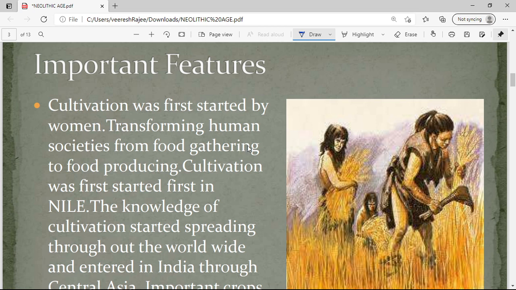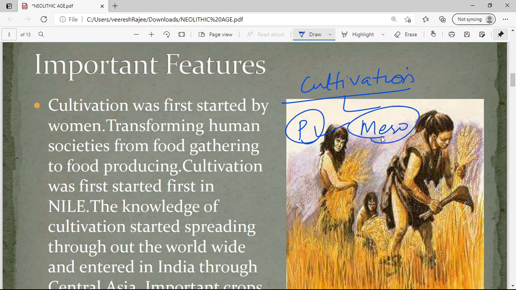So the first important development was the starting of cultivation. Cultivation was started by man. See, in our previous classes, we observed that Paleolithic man and Mesolithic man used to rely on hunting and gathering to satisfy his needs. To satisfy his hunger, he used to rely on hunting and gathering. But that was not the case with the Neolithic man.